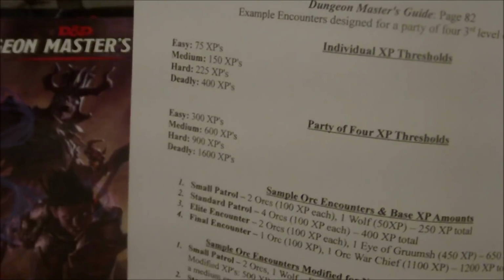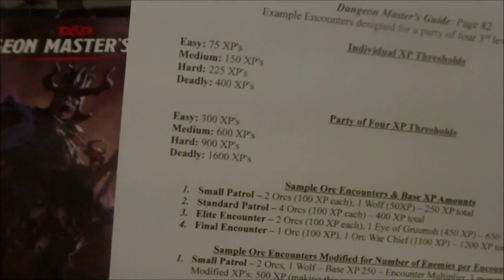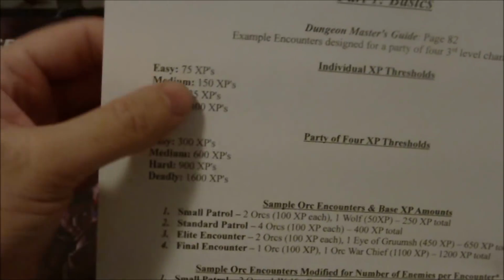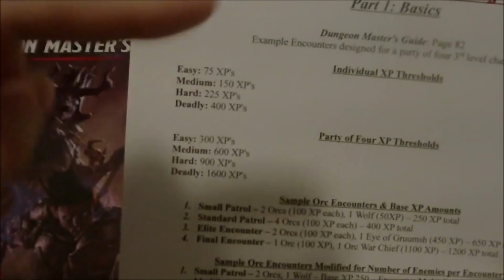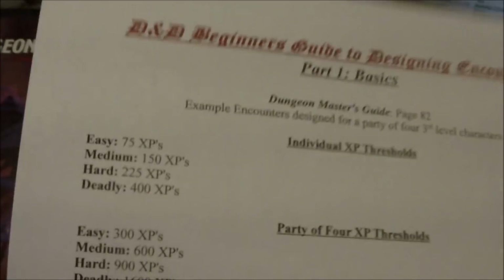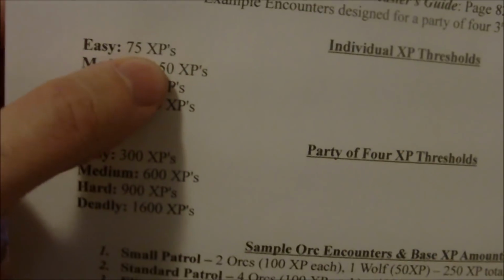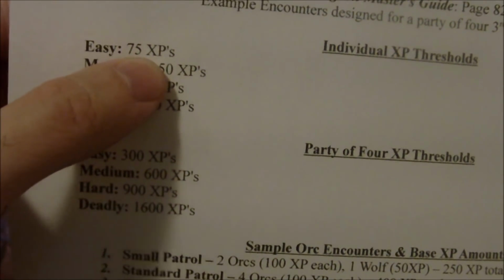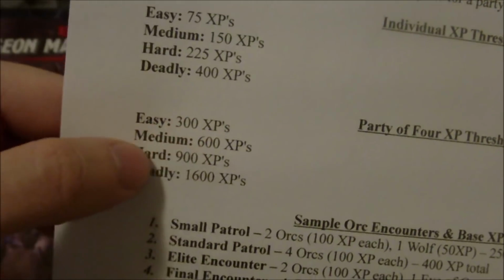So a simple rule of thumb is if you're looking to create an easy encounter for these third-level characters, each monster could have like 75 experience points, and it'd be considered easy for the party. And again, I'll get into some more specific examples later on. Then we get our threshold for the party. So I've got 4 third-level characters, so 75 times 4 is 300 experience points.